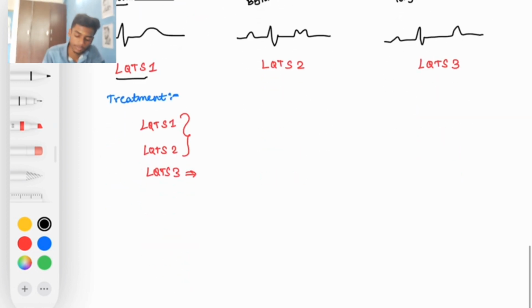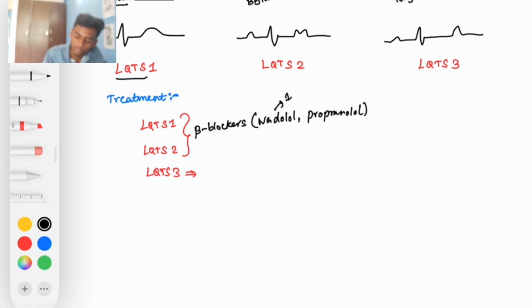Okay, now let's come to the treatment. Long QT syndrome 1 and 2 are treated with beta blockers like nadolol, propranolol. Nadolol 1 mg per kg per day.